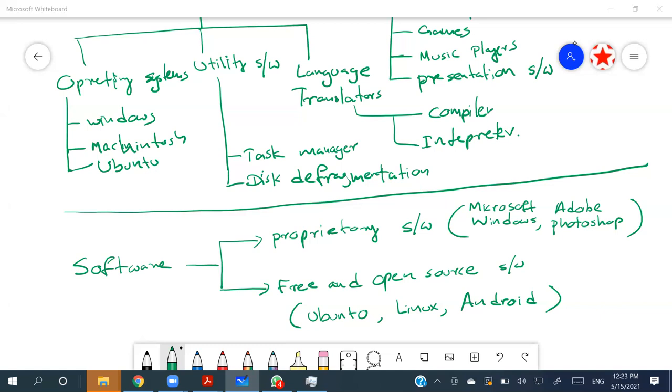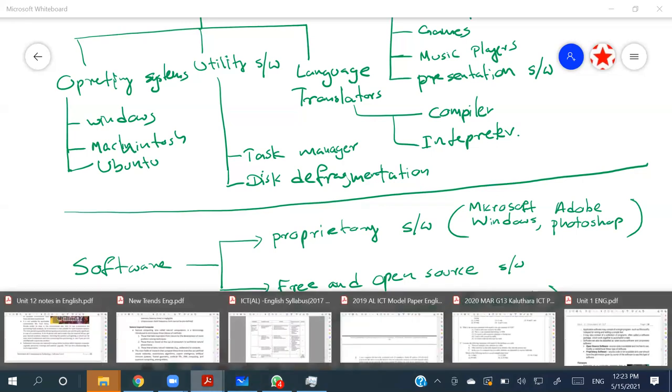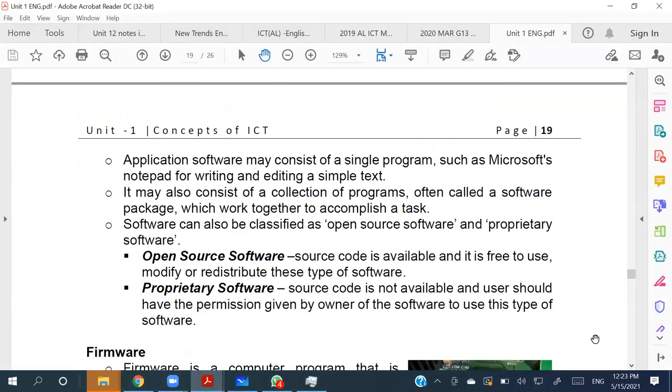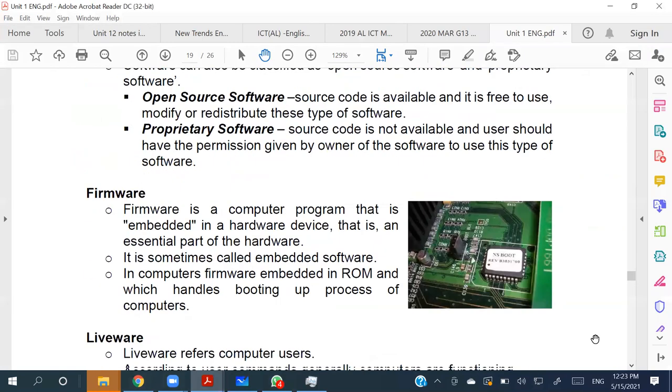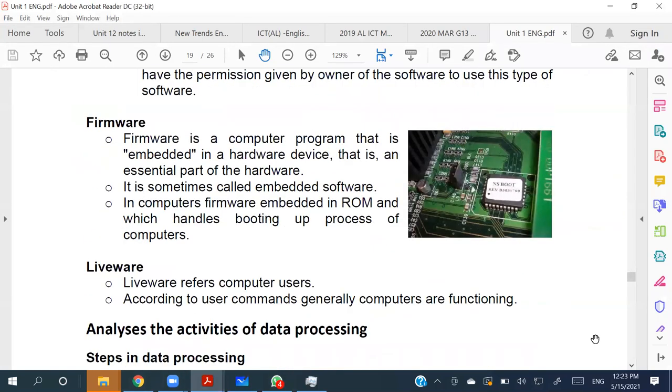Okay. So the last two things are the firmware and the liveware. I told you about the ROM, right? Now firmware is described as a computer program that is embedded in a hardware device, an essential part of the hardware. So these things can be found on the motherboard of your computer.